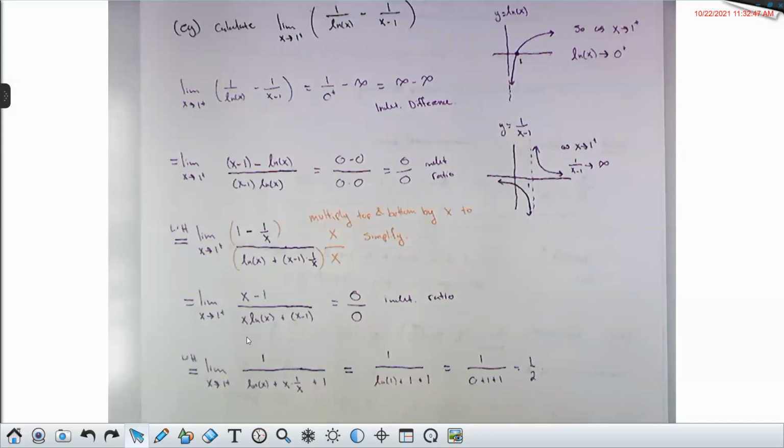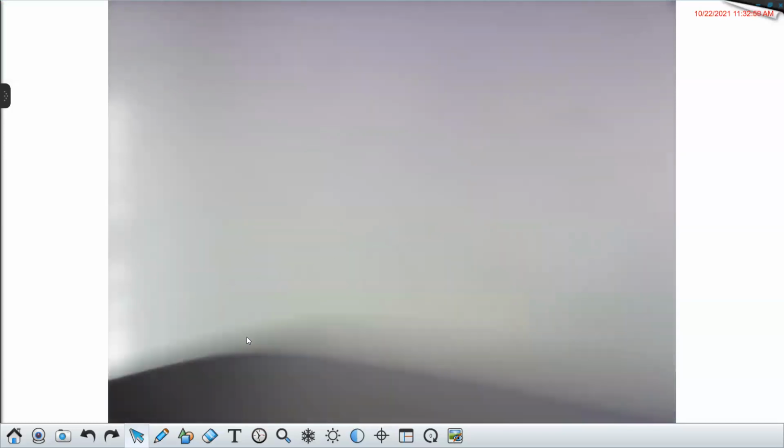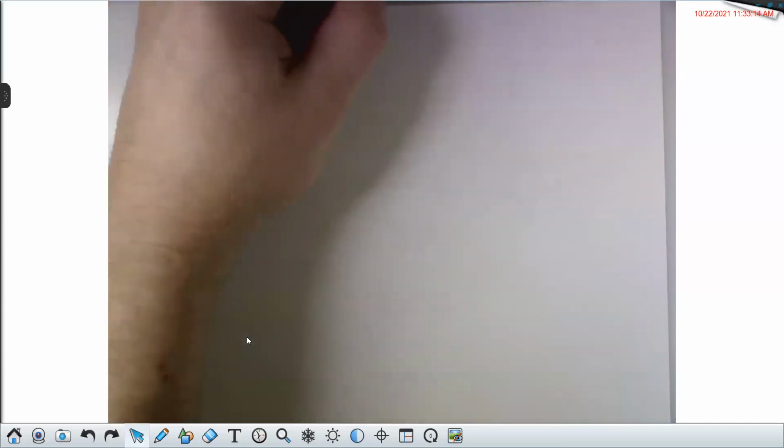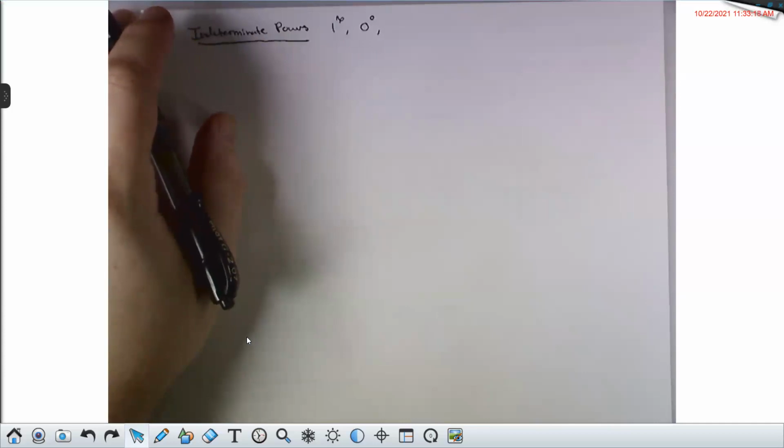Okay, I'd like to move then to talking about indeterminate powers. Remember that an indeterminate power, these are kind of the trickiest of all. These are things like 1 to the infinity, 0 to the 0, or what did we say the last one was? Infinity to the 0.